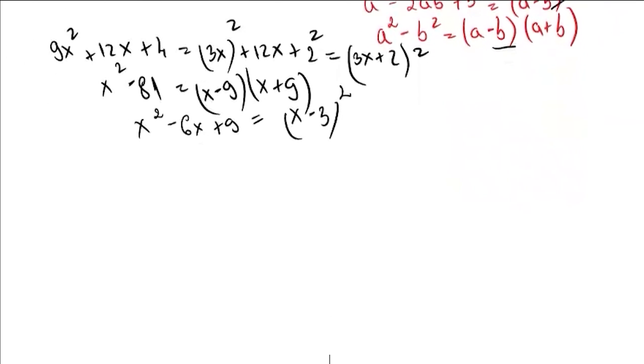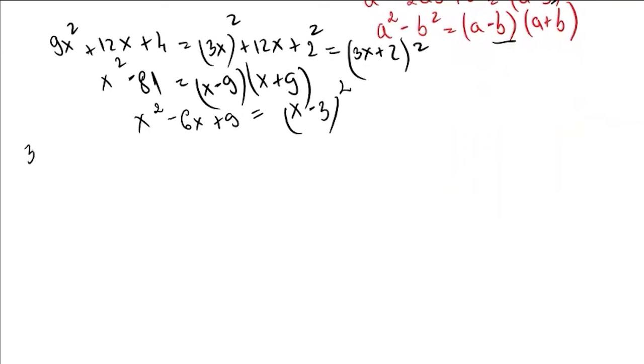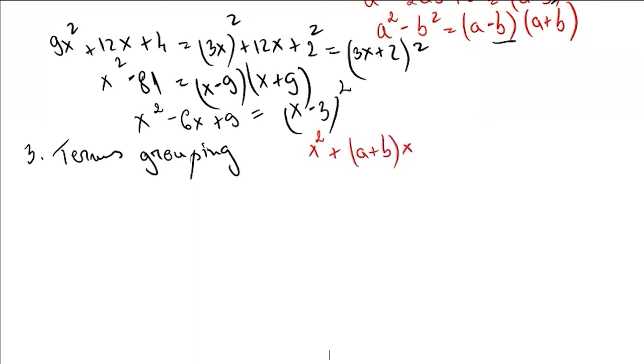Now let's see the third method of decomposition, which is terms grouping. How we can group terms in order to find the results more quickly. This means that here we have two formulas. x to the power of 2 plus a plus b multiplied with x plus ab equals x plus a multiplied with x plus b.